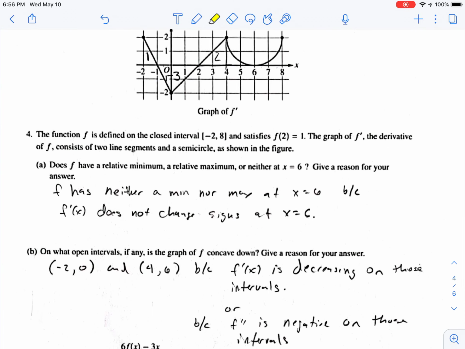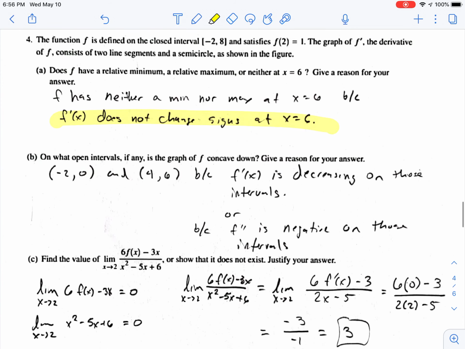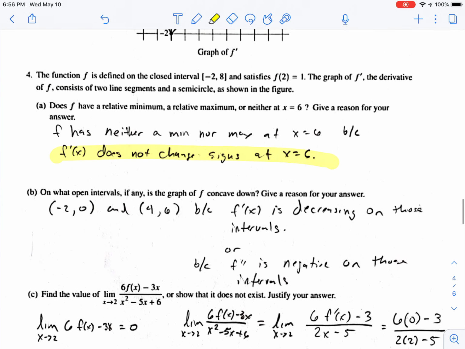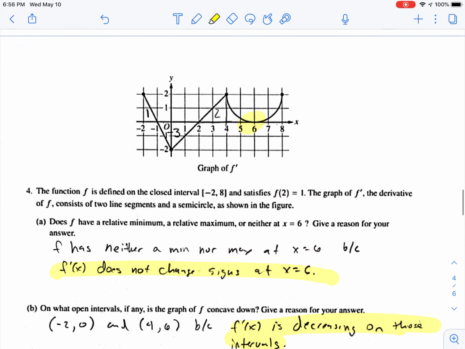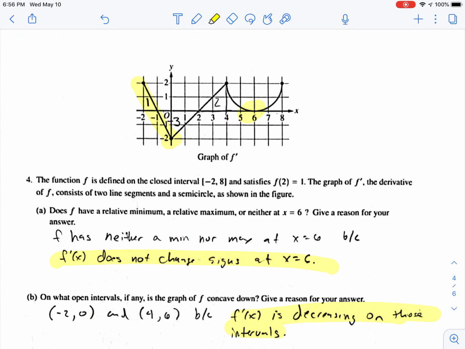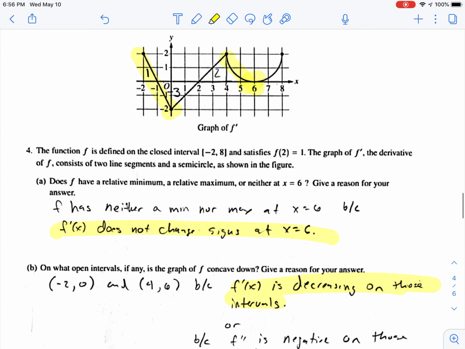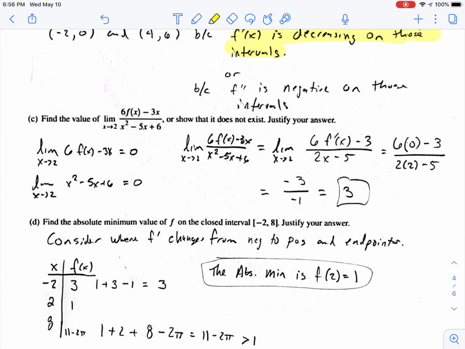No tricks really here. Does f have a relative minimum or maximum at 6? Well, f prime did not change signs there, so it has neither a min nor a max because f prime does not change signs at 6. On what open interval, if any, is f concave down? If we're looking for f prime is decreasing, so f prime is decreasing from -2 to 0 and from 4 to 6.